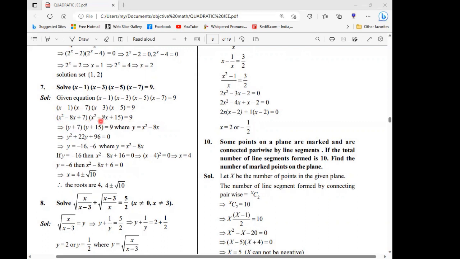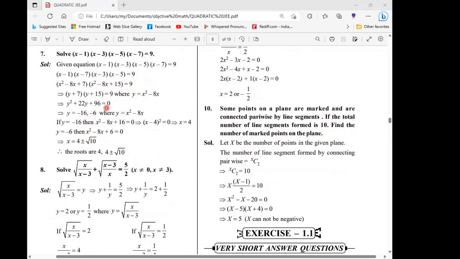And look at the similarity of these two factors. x square minus 8x is the same term that exists in the two factors. So what you do is replace x square minus 8x with y. Then the first factor becomes y plus 7. The second factor becomes y plus 15, and which was equal to 9. Now y is equal to x square minus 8x. Now again multiply these two, y plus 7 into y plus 15. It will be y square plus 22y plus 96. And this 9 is also included in the solution.